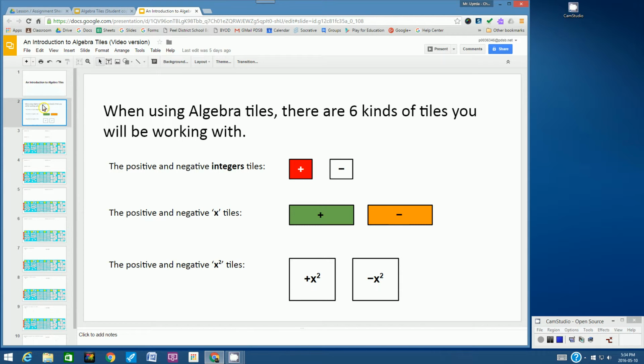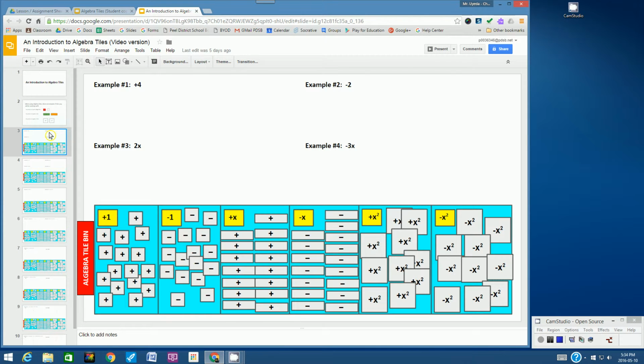When using algebra tiles, there are 6 kinds of tiles you will be working with. The positive and negative integer tiles, which we have seen before in the integers unit. The positive and negative x tiles: we have a long rectangle with a positive sign, and then a long rectangle with a negative sign. And then the positive and negative x squared tiles. These are very large squares with a positive x squared or a negative x squared in the middle of them. Okay? All right, let's begin our examples.